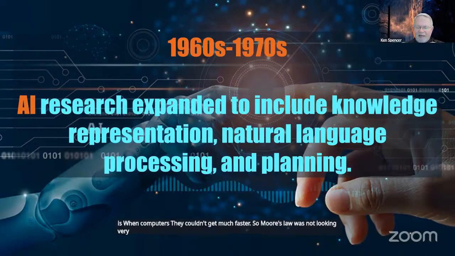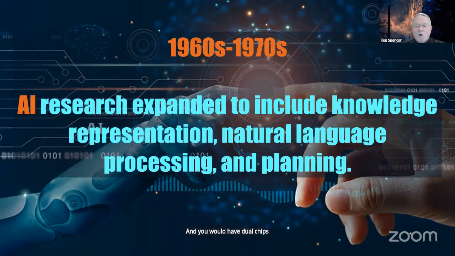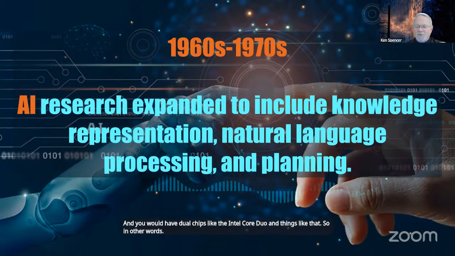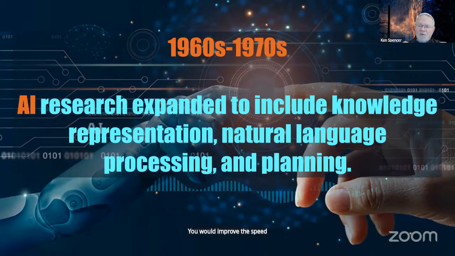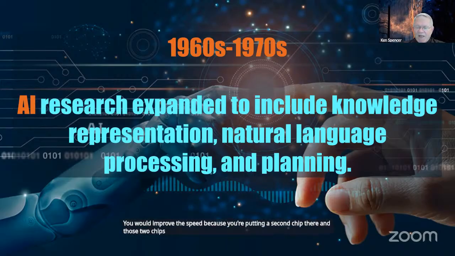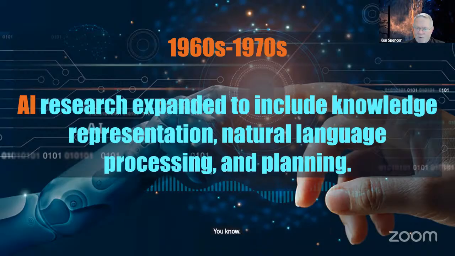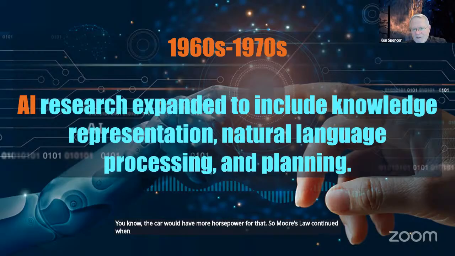What happened later is that computers couldn't get much faster, so Moore's law was not looking very good. What they ended up doing is having two chips, dual chips like the Intel Core Duo and things like that. In other words, you would improve the speed because you're putting a second chip there, and those two chips can work together. It'd be like having two engines on a car instead of just one engine. The car would have more horsepower. So Moore's law continued when they started doing multitasking and multiple chips.